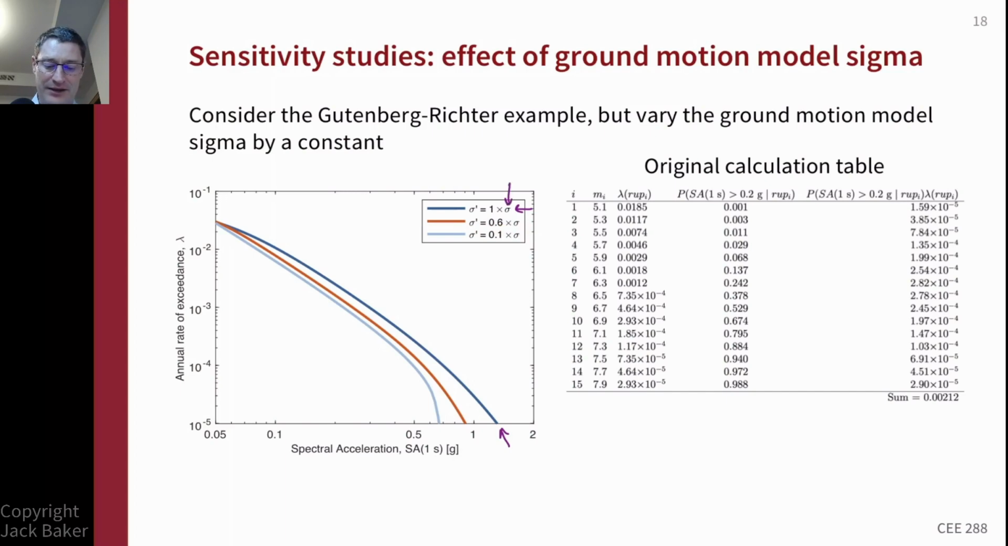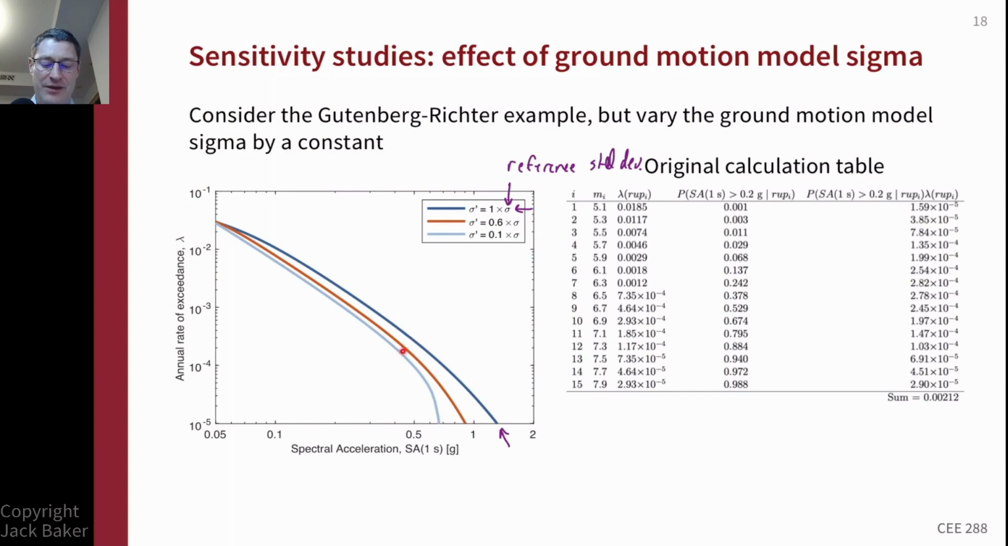And maybe I should label that in. This kind of sigma on the right-hand side is the reference standard deviation. So that's like the real value that was published. Okay, so with the red line, we're going to use a value that's only 60% of the published value. And in the light blue line, we're going to use a value that's only 10% of the published value. So we're reducing that ground motion variability.